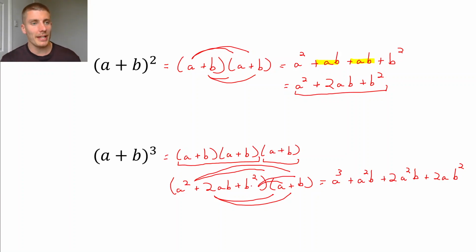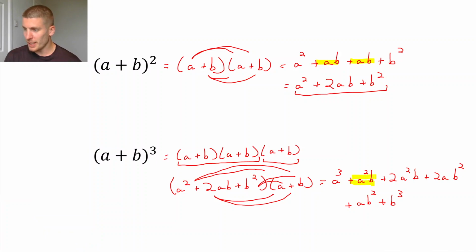B squared times a is b squared a, or ab squared. The order, again, doesn't matter. So plus ab squared. I've got b squared times b, which is b cubed. So plus b cubed. Now, there will be some like terms here, so let's go and simplify it a little bit if we can.